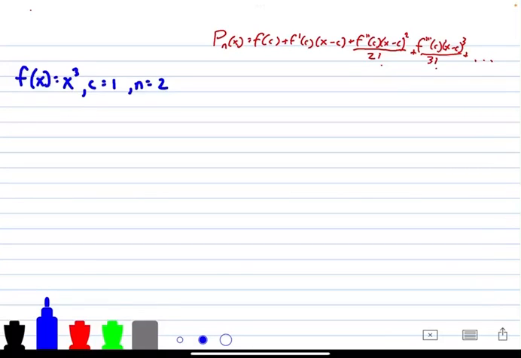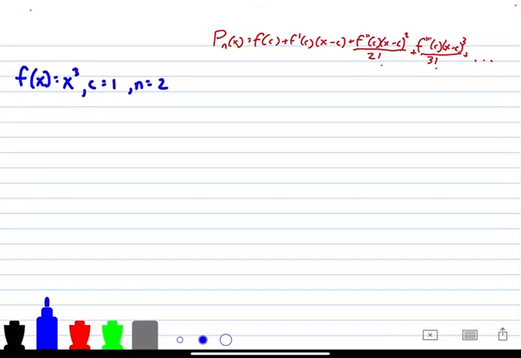Okay, here we're going to look at the Taylor polynomial. The first thing we'll do is look at the formula up in red. We have P sub n of x is equal to f of c plus f prime of c times (x minus c) plus f double prime of c times (x minus c) squared over 2 factorial, and so on.